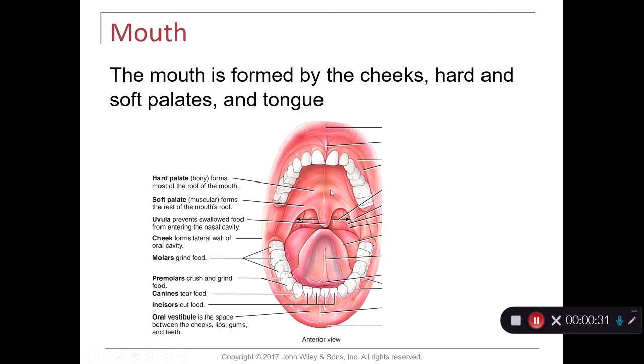Once you get past that bone, it becomes soft and squishy because of muscle. That portion is called the soft palate. And if you were to follow that soft palate back more posteriorly, you would find the uvula, which, if you remember back to our chapter on the respiratory system, when you swallow something, that uvula can swing up and close off that nasopharynx, so that way food doesn't sneak up into there.